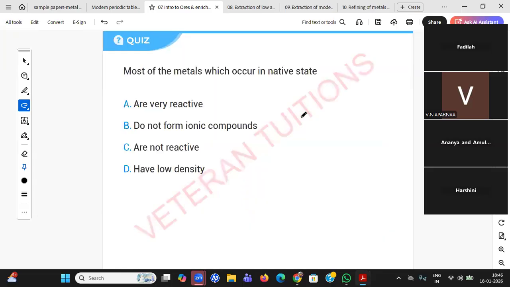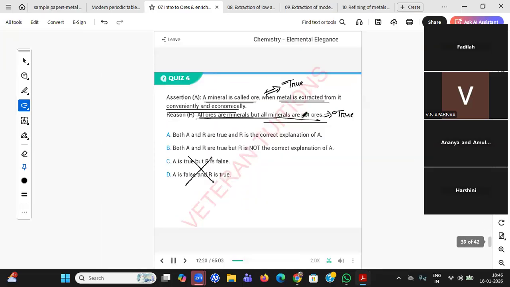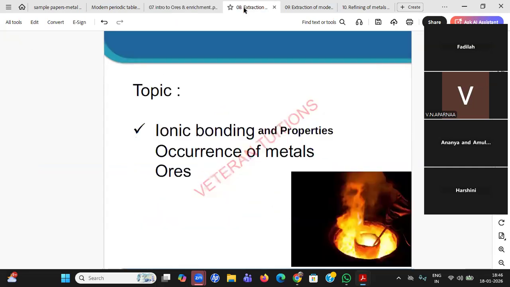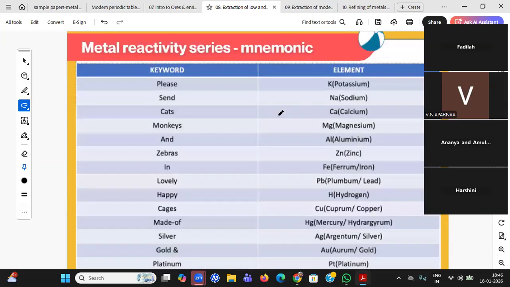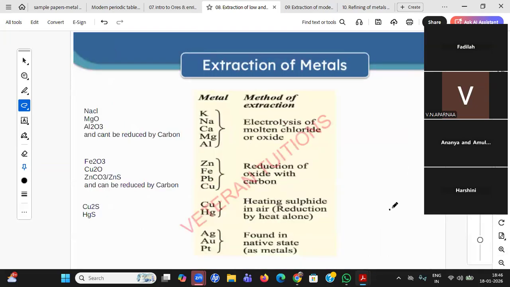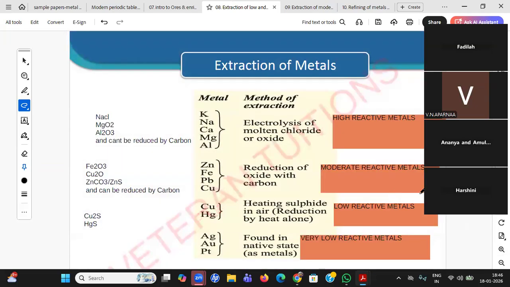Okay. So students, for understanding the extraction, I have divided this entire reactivity series in three parts. Look here very carefully. In the reactivity series we have three parts from the very first: high reactive, medium reactive, low reactive. But especially for this topic, I have taken four categories. What are those?